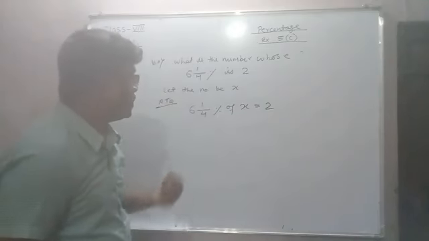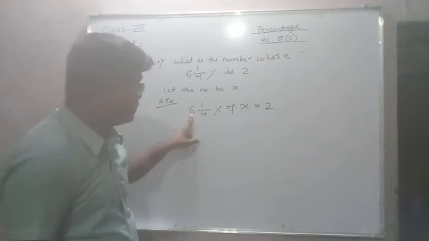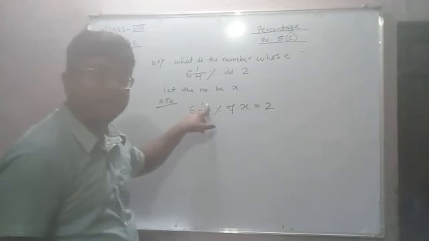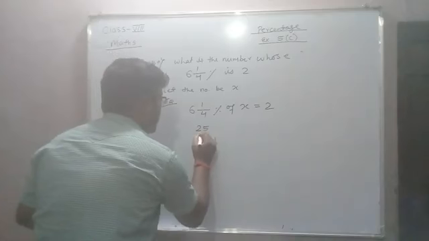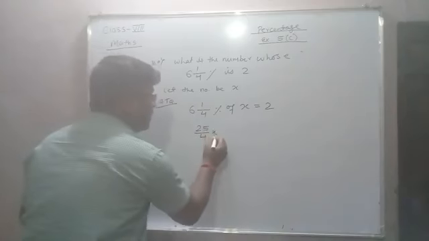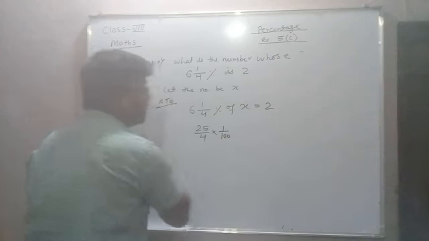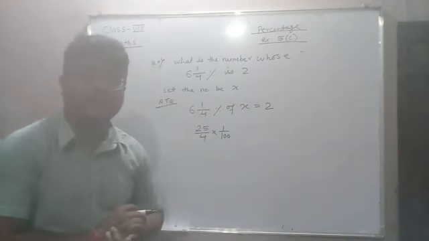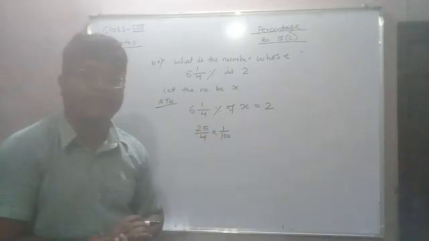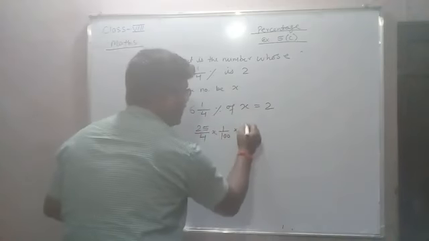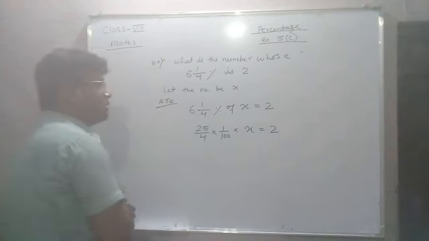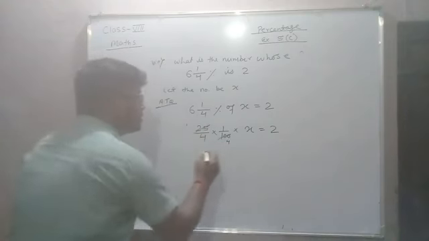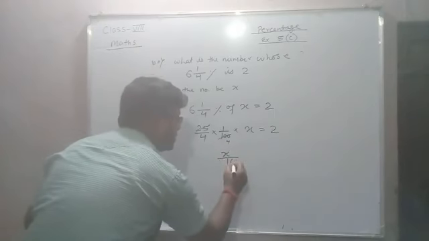Let's solve it. It is a mixed fraction, so please change it into an improper fraction. This 4 will be multiplied: 4 6s are 24, and plus 1 is 25. So 25 upon 4, and percent means per 100, so into 1/100 I have written. Of means into x is equal to 2. Now let's do cancellation here: 25 ones are 25, 25 fours are 100. So we got x upon 4 into 4, that is 16, is equal to 2.